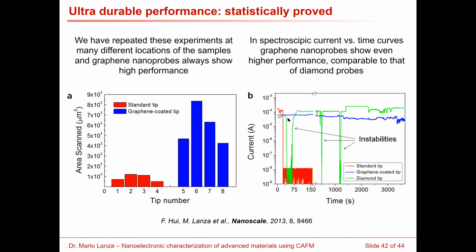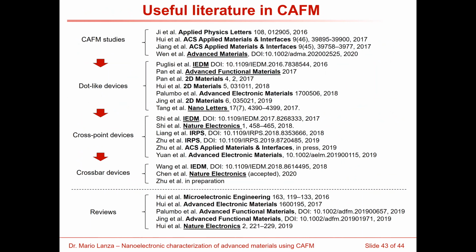Actually, the graphene coated tip seems to be as stable as the diamond tip, as durable as the diamond tip, but with the difference that the diamond tip shows more current instability, and this is probably related to the roughness of the diamond coating. So until here, this is everything I wanted to present.